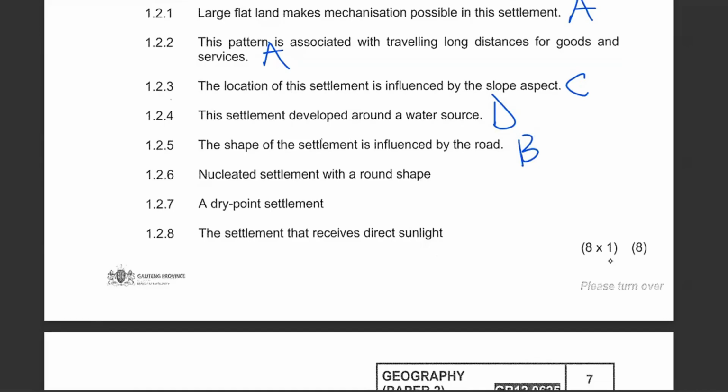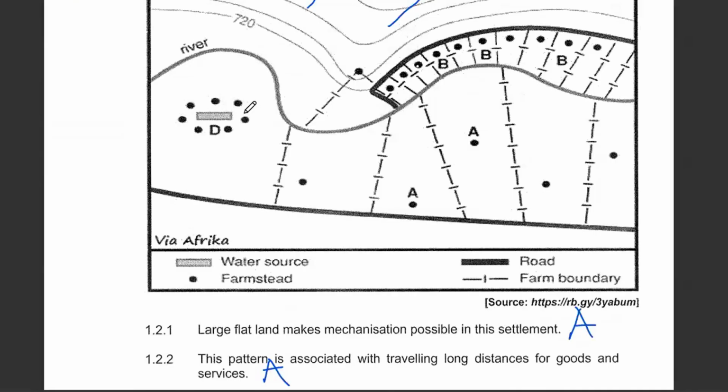Then a nucleated settlement with a round shape. A round shape, we've seen it already. Nucleated and with a round shape is at D.